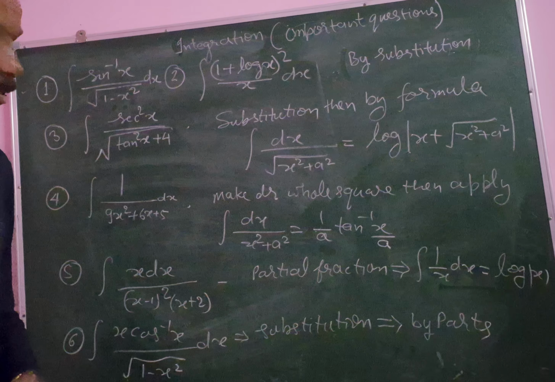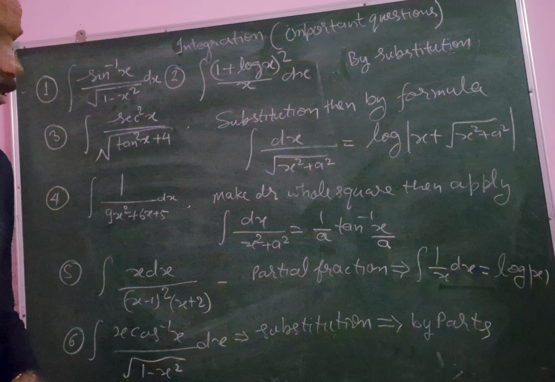You are watching some problems like this: integration of sin inverse x upon root of 1 minus x squared dx. This is solved by substitution, using sin inverse x equals t and its derivative 1 upon root of 1 minus x square. Similarly, the next problem is (1 plus log x) whole square upon x, and it can be solved using the substitution 1 plus log x equals t. Its derivative is 1 upon x, and afterward you can apply the fundamental formulas to solve this.